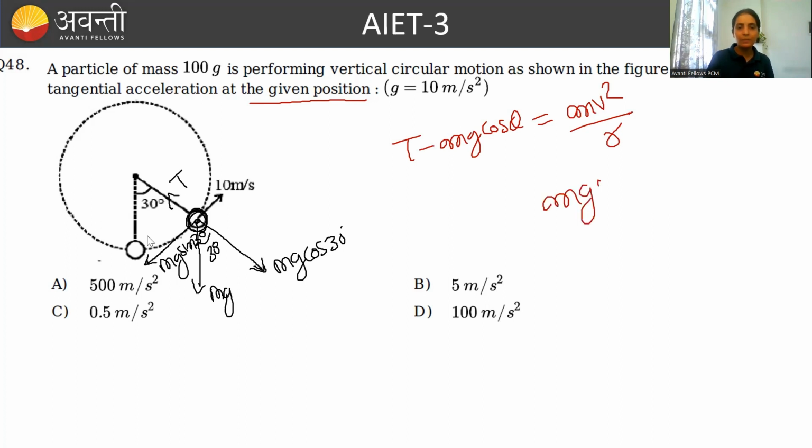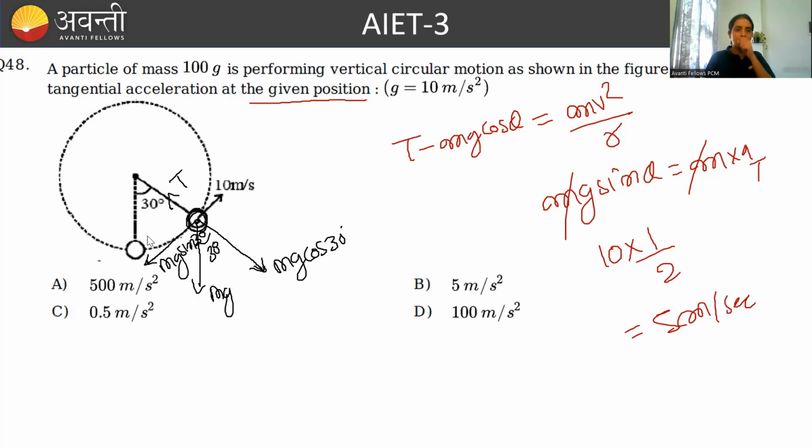It means mg sin theta will be equal to mass into tangential acceleration. So that is equal to how much? 10 into sine 30, that is half. So it is equal to 5 meter per second square. Okay. So basically this will retard this ball. Mg sin theta is acting opposite to the velocity. So this tangential acceleration is basically a retardation. Done.